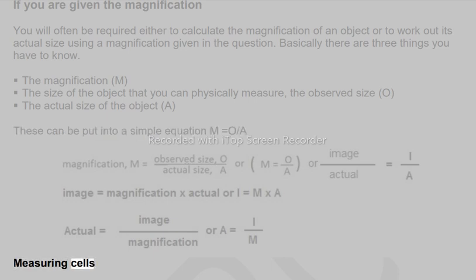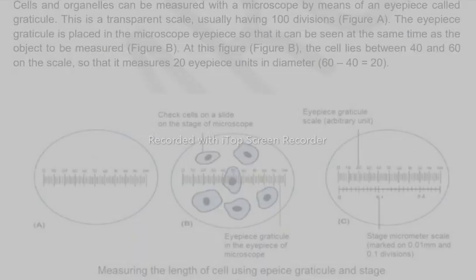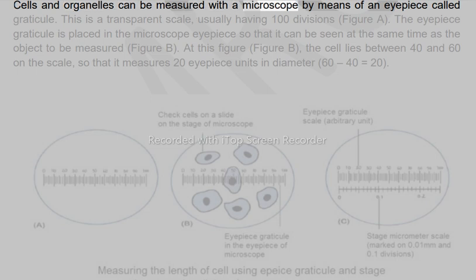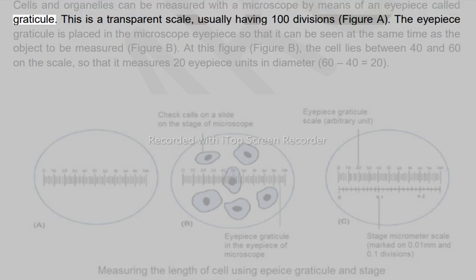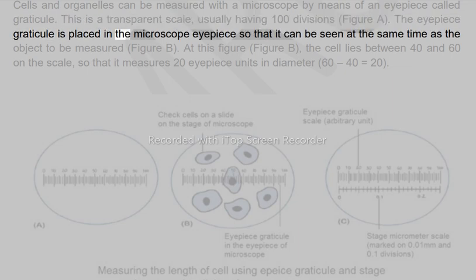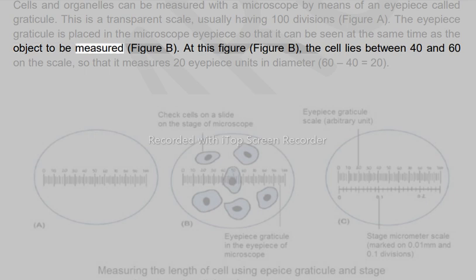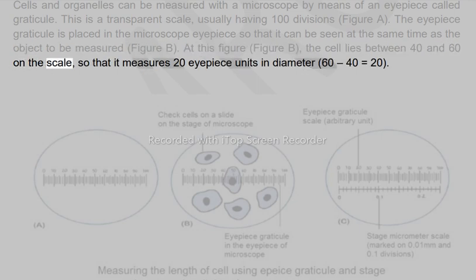Measuring cells. Cells and organelles can be measured with a microscope by means of an eyepiece called a graticule. This is a transparent scale, usually having 100 divisions, figure A. The eyepiece graticule is placed in the microscope eyepiece so that it can be seen at the same time as the object to be measured, figure B. In figure B, the cell lies between 40 and 60 on the scale, so that it measures 20 eyepiece units in diameter. 60 minus 40 equals 20.